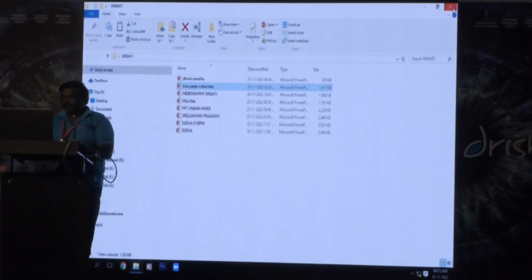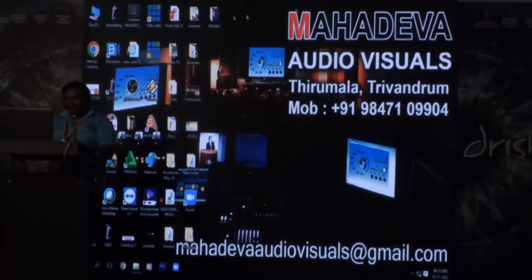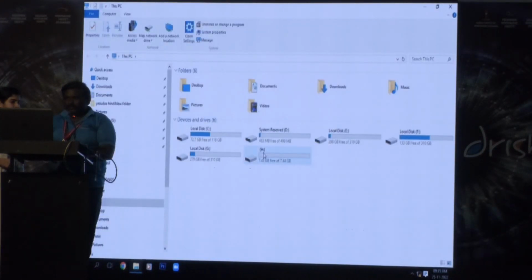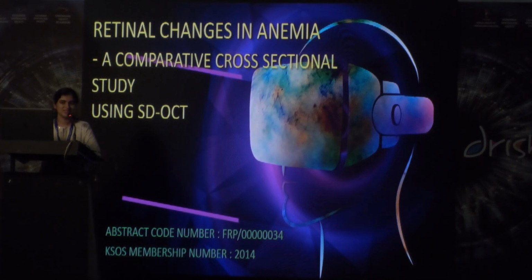Now, Dr. Ann Reshma Rajan, retinal changes in anemia. Good morning, respected judges and other delegates. The topic of my paper is Retinal Changes in Anemia, a comparative cross-sectional study using SDOCT. My name is Dr. Ann Reshma. I am from Jubilee Mission Medical College, Thrissur.